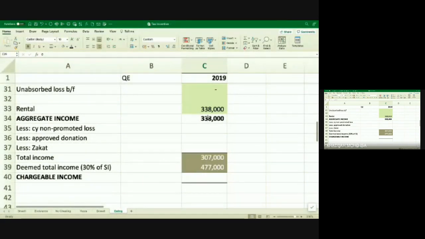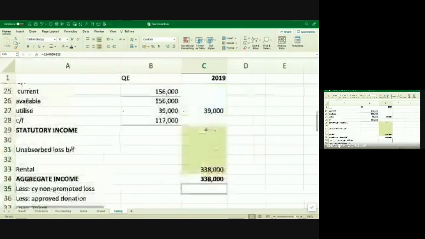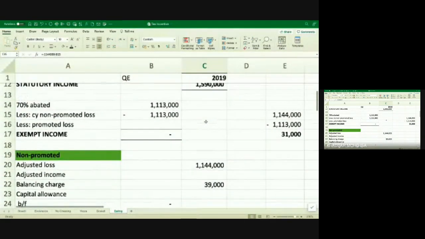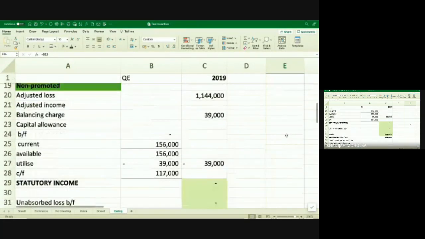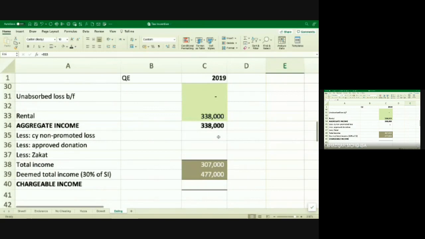All right, aggregate income, and then remember that, do you have non-current year, non-promoted loss? How much do you have? Initially, loss from your non-promoted is 1144. You utilize 1113 against your 70% SI. So the balance 31,000 can be used to reduce your aggregate income. So you utilize the 31,000 unabsorbed non-promoted loss.